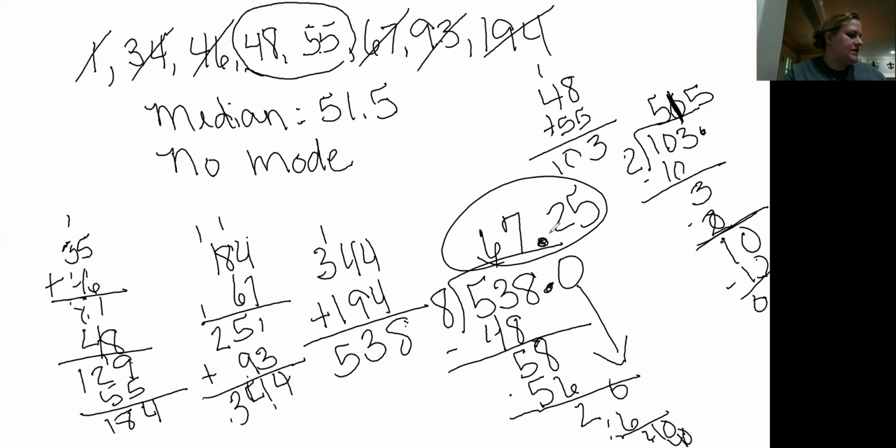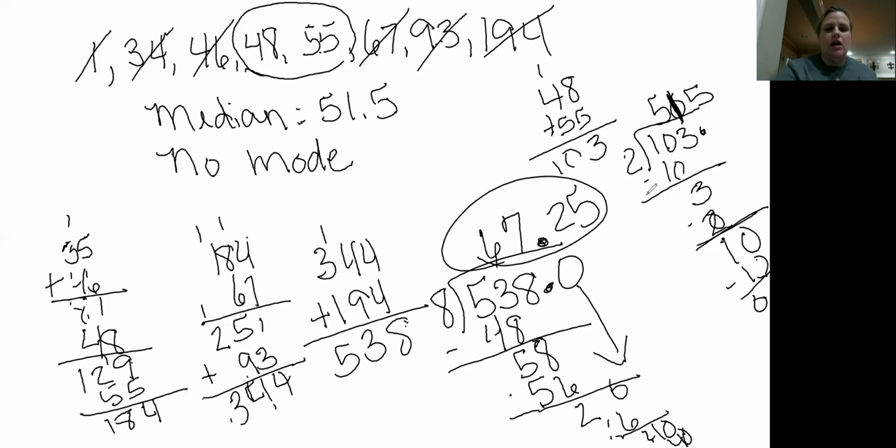So 67.25. Oh yeah, I'm looking at the wrong one. I was like, how did they get 99? But I was on number 5, not number 4. 67.25, your median is 51.5, and there's no mode.